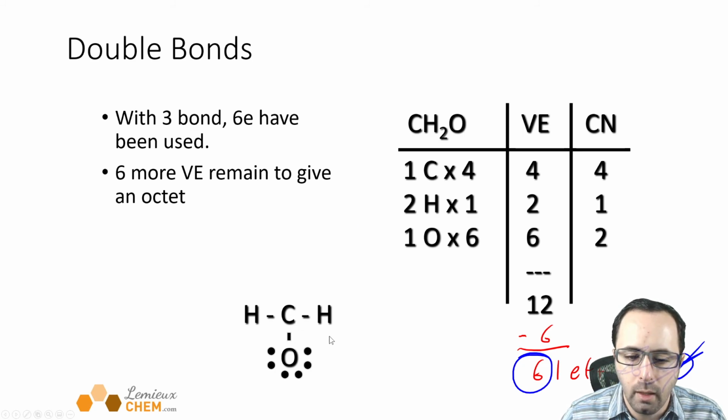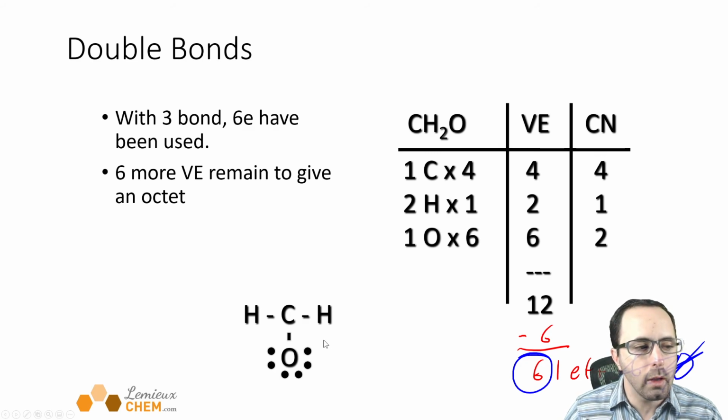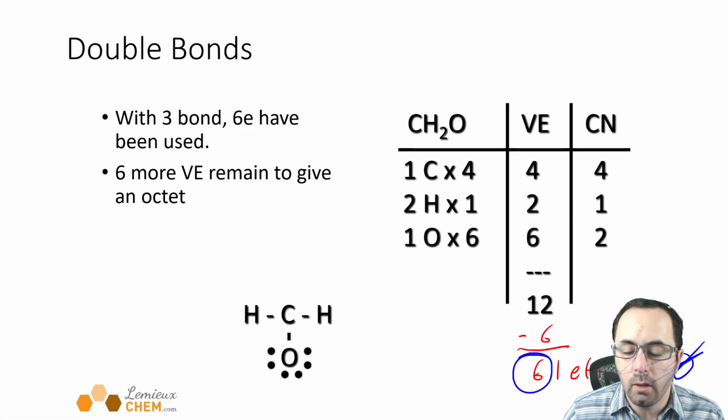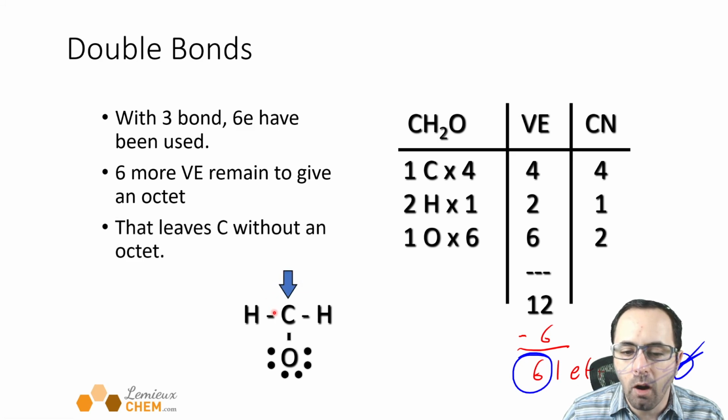All right. And so now we have an issue though. We have no more electrons left. We can count them. 2, 4, 6, 8, 10, 12. We've put down 12 electrons, and that's all we have. But this leaves carbon without an octet. It doesn't have an octet at all. That's a problem. Okay, so we're going to have to fix it.